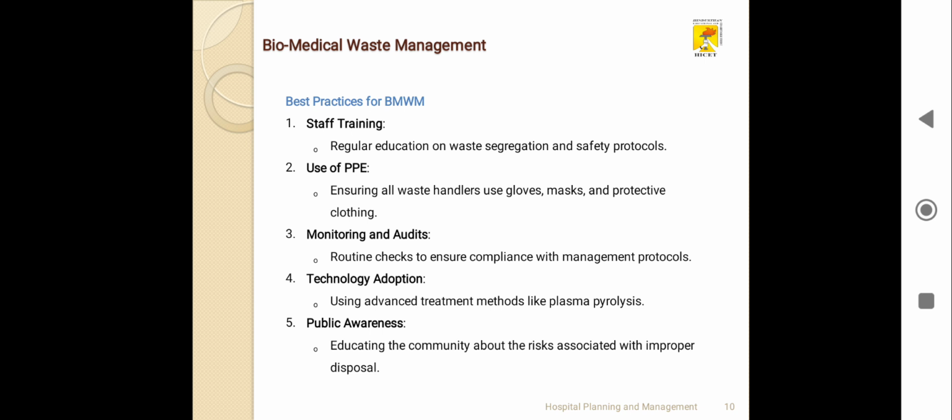Educating the community about the risks associated with improper disposal is a main thing. We should educate the public also. Public awareness is a main factor in improving biomedical waste management.